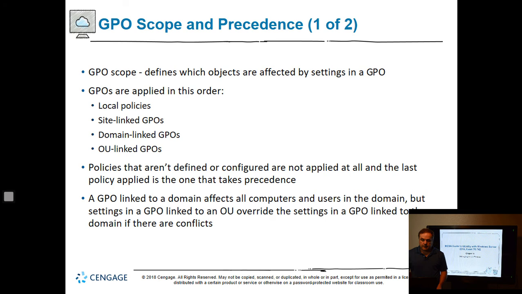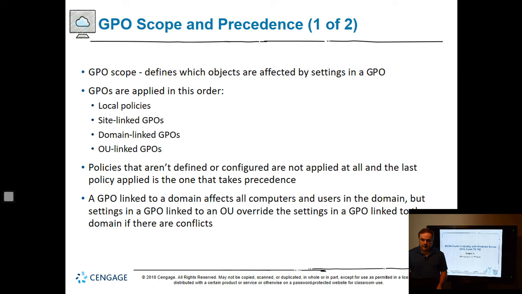Group policy scope defines which objects are affected by settings in a group policy object. So you've got to keep that in mind. And then you've got group policy objects are applied in a certain order. So you've got local policies. All right, that's the policy on the local computer, right? Site linked, those are the multiple different sites that you have in Active Directory. You might have a Portland site, a Seattle site, and domain controllers in those sites. So after local policies, then the site group policies are applied next.